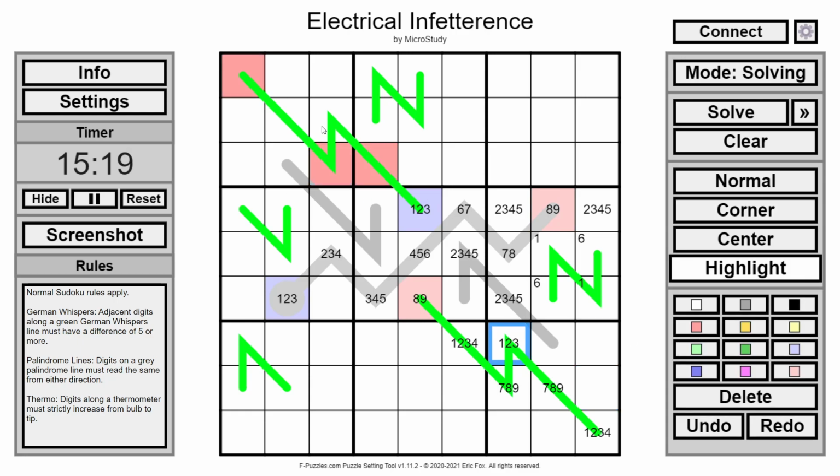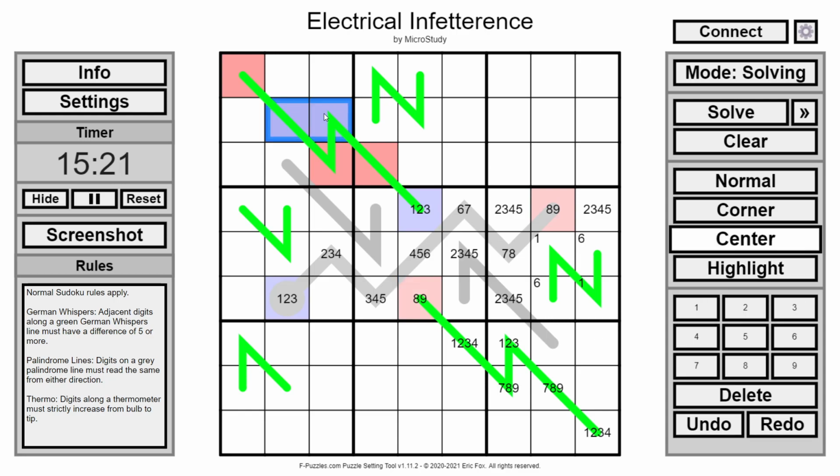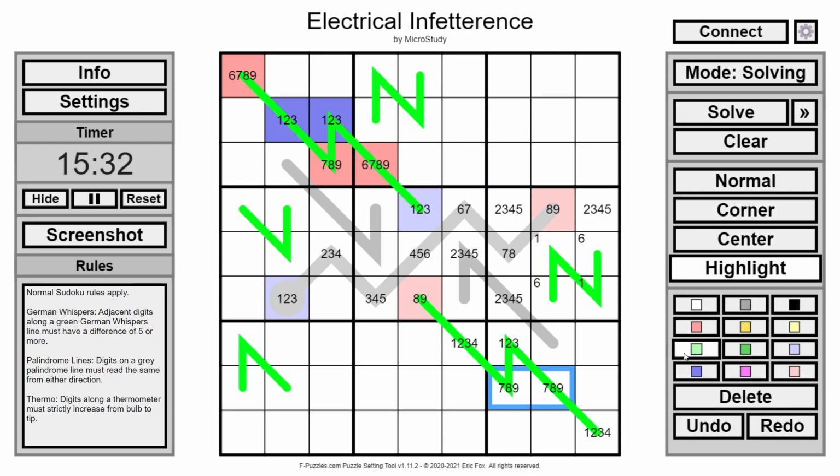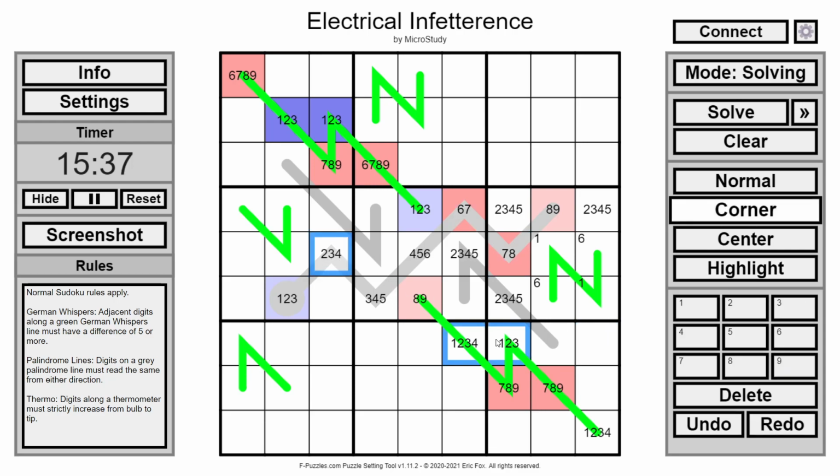Which then gives us the high-lowness of these cells over here. So this is a 1, 2, 3, 4. This is a 6, 7, 8, 9. This can't be a 6. This can't be a 4. This can't be a 4. I guess let's just start coloring more cells because that will be important.